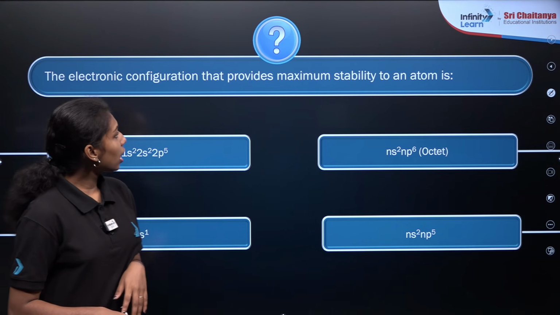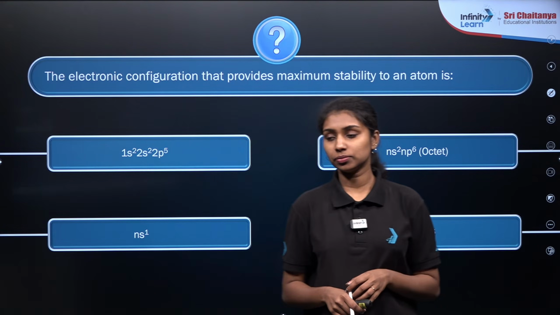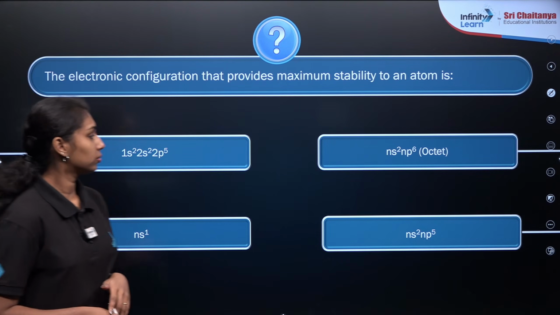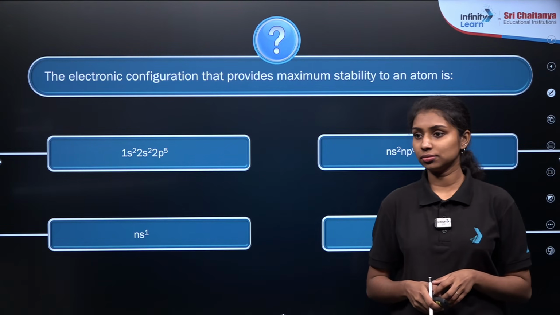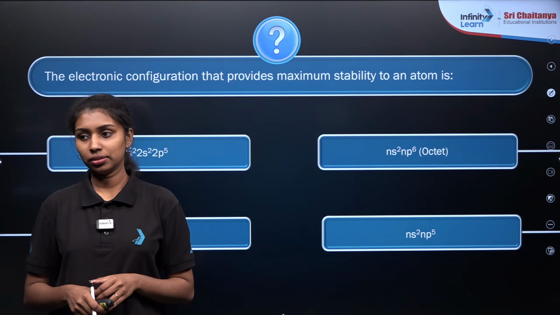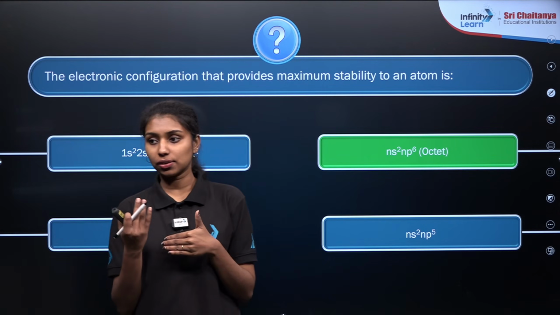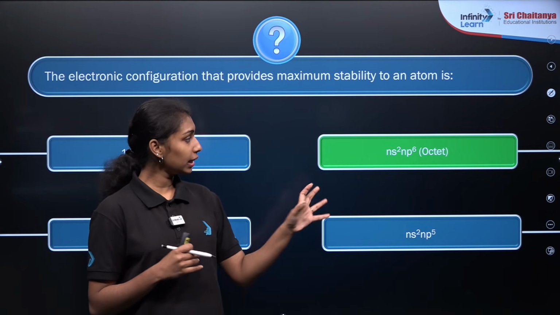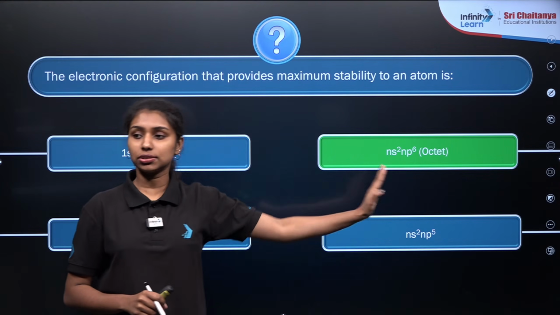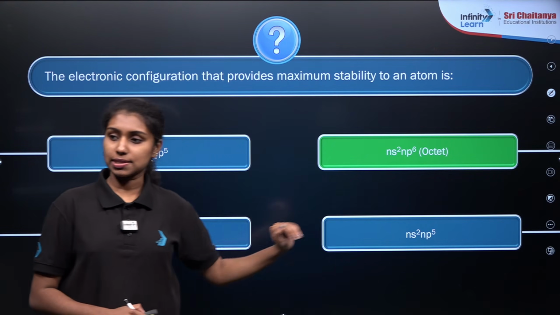Here is the next question. The electronic configuration that provides maximum stability to an atom is. Again, option B, right? As we already know, they attain stability by gaining or losing electrons, or transferring or sharing electrons to attain 8 electrons in their valence shell. The general electronic configuration is ns2np6, known as the octet configuration. So option B will be the correct answer here. ns2np6.